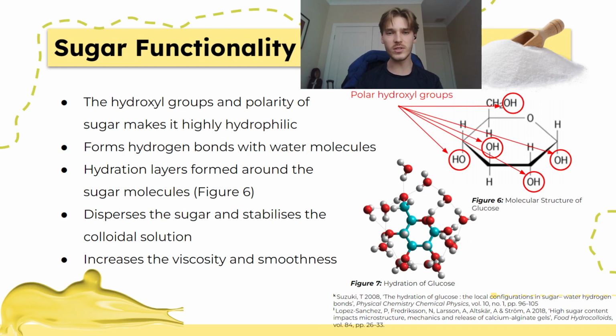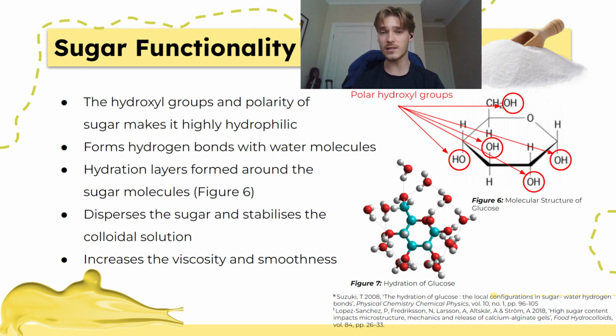The presence of numerous hydroxyl groups and sugar molecules dispersed throughout the mustard make it highly hydrophilic. This facilitates the dissolution of water due to hydrogen bonding of the hydroxyl groups with water molecules. When sugar is added to water, the hydroxyl groups on the sugar molecules interact with water molecules to form hydration layers around the sugar. This helps in dispersing and evenly suspending the sugar throughout the water, creating a more stable colloidal solution within the mustard, and thus a more homogeneous solution.